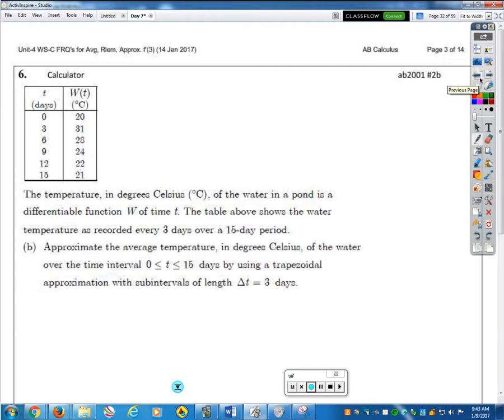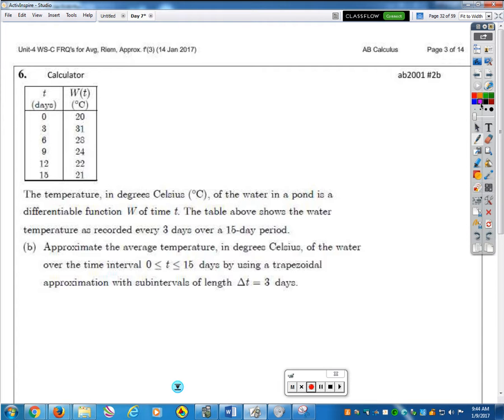Basically the same question, pretty close. We'll start, I don't know how far we'll go. It asks for the average temperature in degrees Celsius of the water over the time interval. Then it says using a trapezoidal approximation. One key part of this FRQ is you have to write down the correct integral to begin with. If you don't write the integral, you lose points.